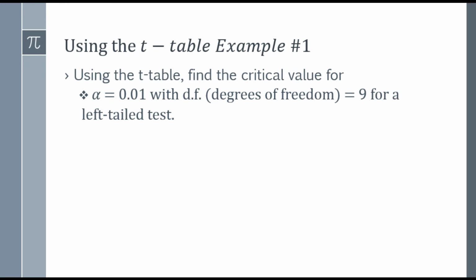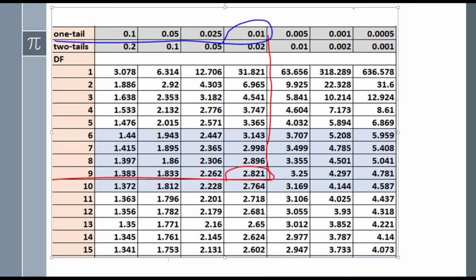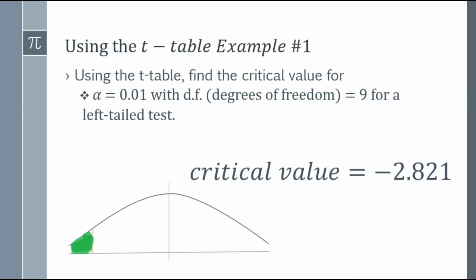So, pag left-tailed, alam natin na one-tailed lang siya. So, tapin mo lang siya 0.01 at yung sa degrees of freedom, yung sa pahalang. So, 9. At mag-meet siya sa 2.821. So, ang critical value natin dito ay negative 2.821 kasi left-tailed test.